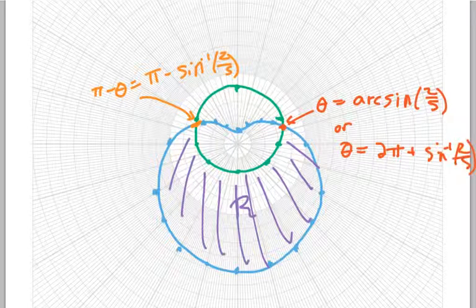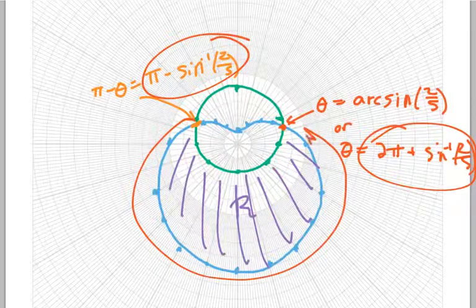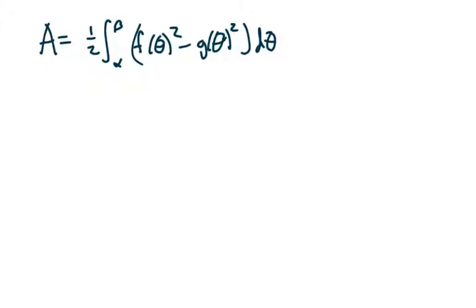This now is between 2 pi and 5 pi halves, so that if you go from this angle to this angle, that will be a nice circuit. So this is what I've got to fill in. I've got to fill in alpha and beta, the lower limit of integration and the upper.